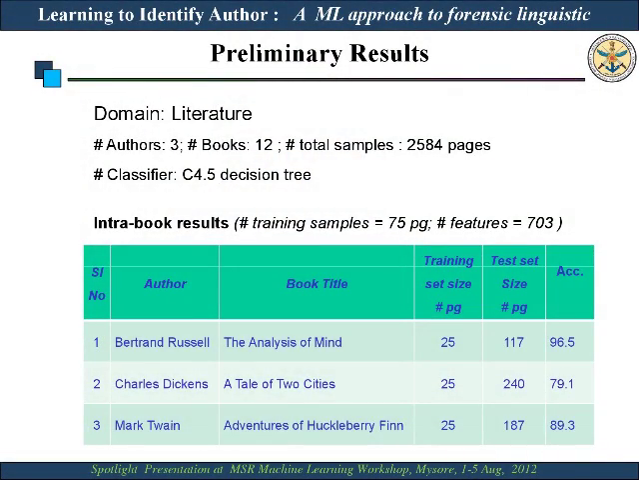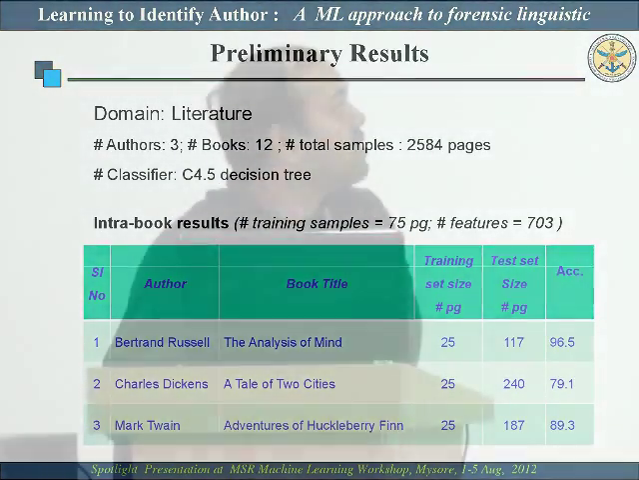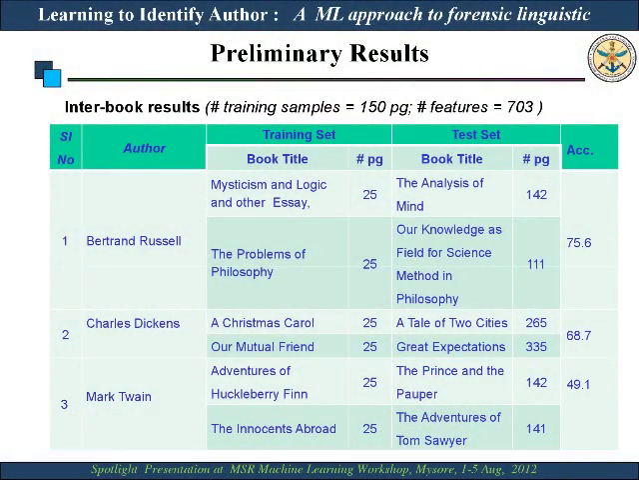Just to get a hang of the problem, we have done a very preliminary experimentation, and we have taken 3 authors. The domain is literature, and 12 books were taken, and around 2,500 samples. When you go for intra-book classification, that means certain random pages were taken for training and the remainder was taken for testing, we got quite reasonable results. But when you go for inter-book classification, that means one book is taken for training and the other book for testing, the result drops drastically. So it suggests that we have to work a lot more on this.